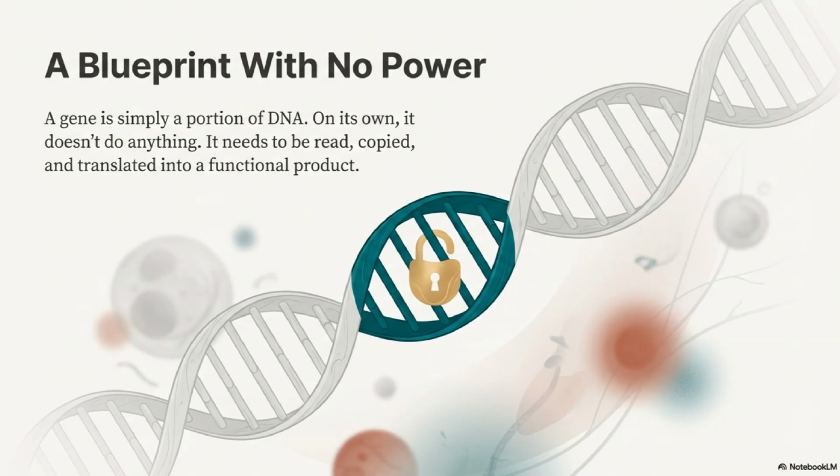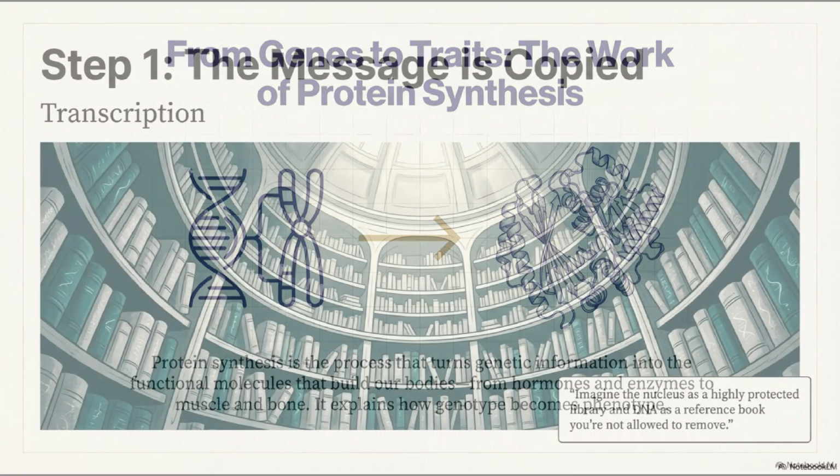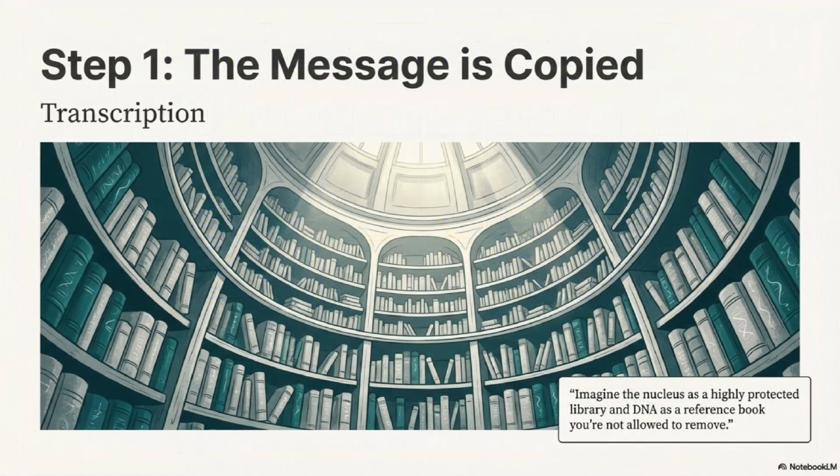A gene is simply a portion of DNA. On its own, it doesn't do anything. It needs to be read, copied, and translated into a functional product. That entire journey, from DNA to protein, is what we call protein synthesis. And understanding it helps us see how traits emerge at the most fundamental level. Let's look at the first major step, transcription.